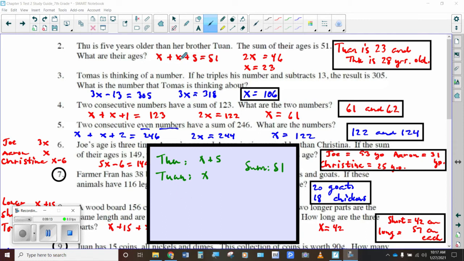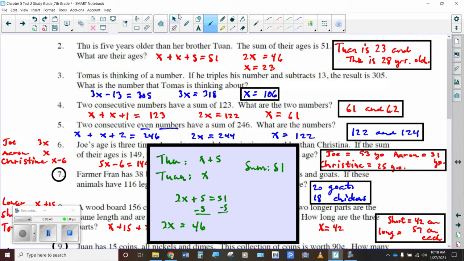All right, so now we're here. Once we've got our equation, x plus 5, right? Tuan's age plus Twan's age is equal to 51. Now let's solve. Let's go ahead and combine like terms. That becomes 2x plus 5 equals 51. So what was the 2x, before we added the 5 in? Let's take the 5 back out. And we see that 2x was equal to 46.